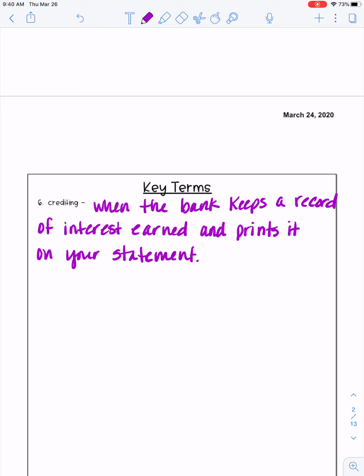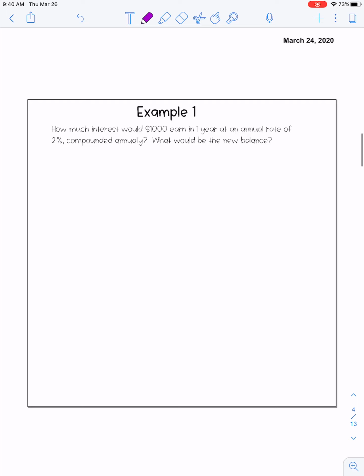All right, so let's move on. I'm going to go over example 1 and example 2 today, and the 2 Check Your Understandings you're going to do as homework.